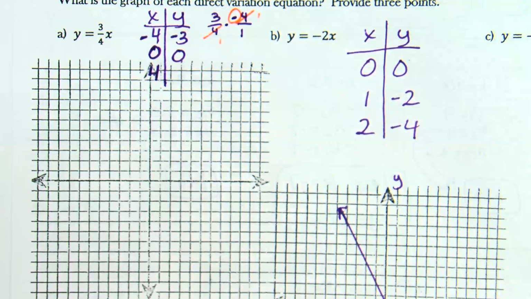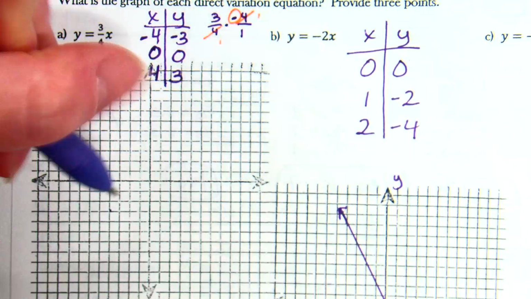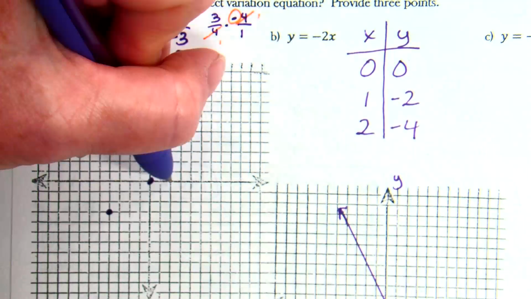So, we're going to graph. Negative 4, negative 3. Left 4, down 3. My favorite, 0, 0. And then 4, 3. Right 4, up 3. Do they form a line? Yes. Then you've probably done something right. I hope so.